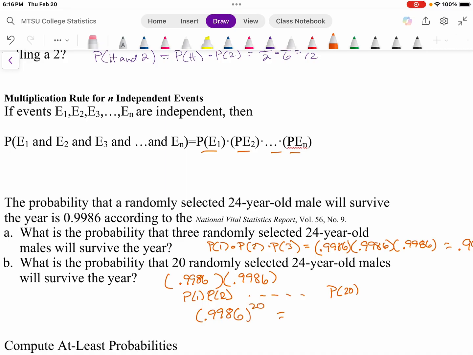And that would give me the probability for that. So 0.9986 raised to the 20th power is 0.9724. It was 0.97236, so we'll round it to 0.9724. So there's a 97.24% chance that 20 randomly selected 24-year-old males will survive that year.